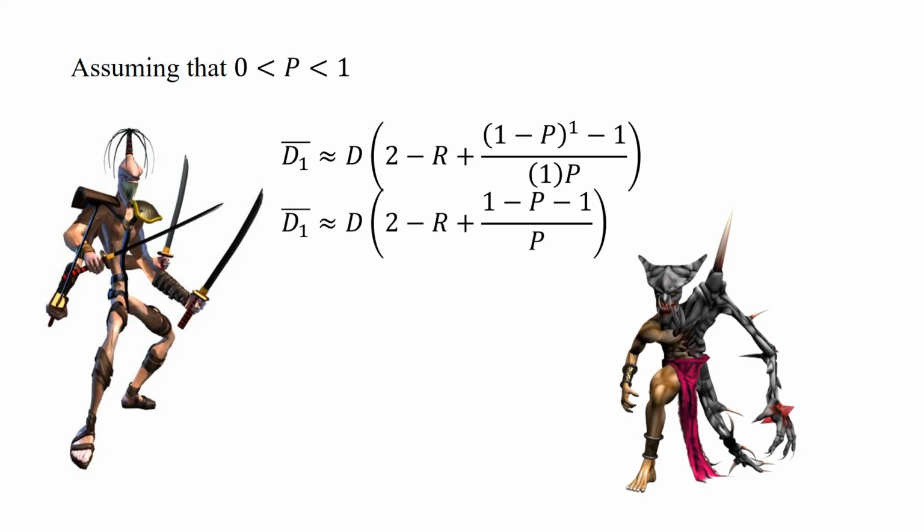D sub 1 bar is just 2 minus r plus that quotient, cancellations of 1, so it's just minus p over p, which is just 1, right? And 2 minus 1 indeed, right? D sub 1 bar is just approximated by d times 1 minus r. It's essentially as if we had no chance to cast Amplify damage, and this is consistent with what we found. We don't get a reduction to the target's resistance, right? So that seems to be the floor of this.